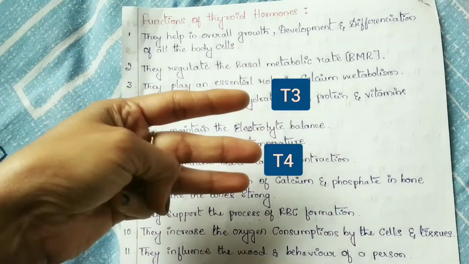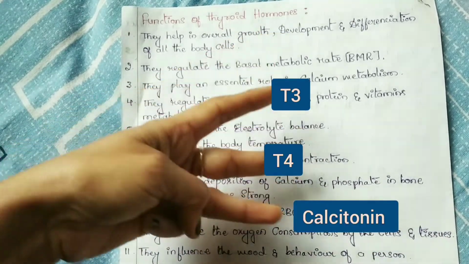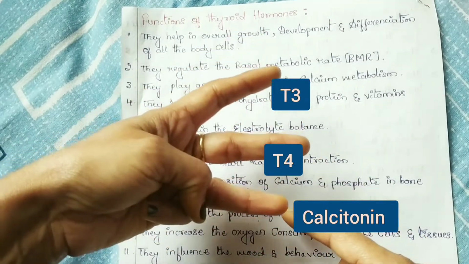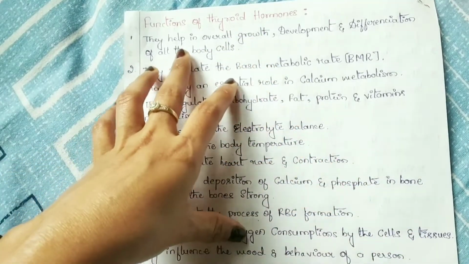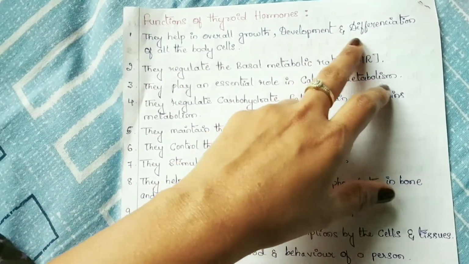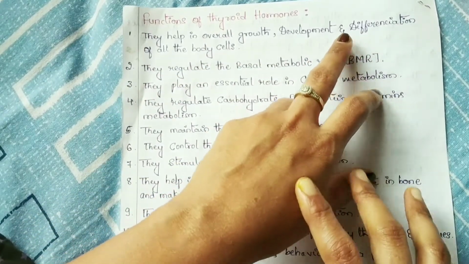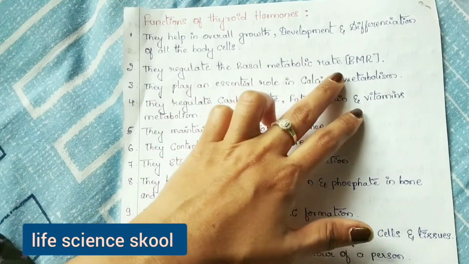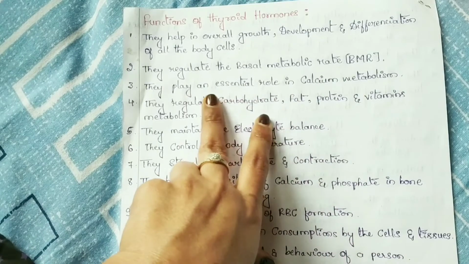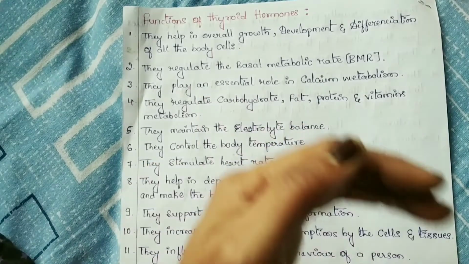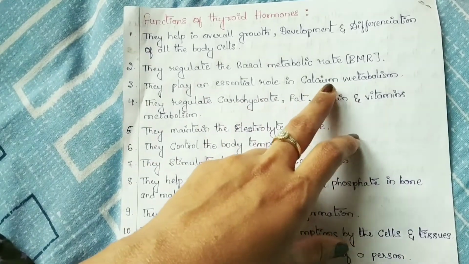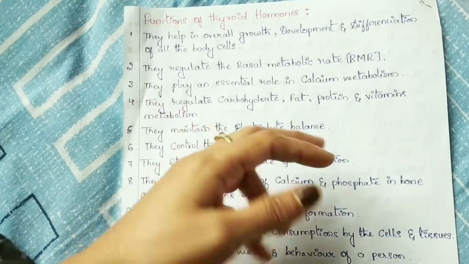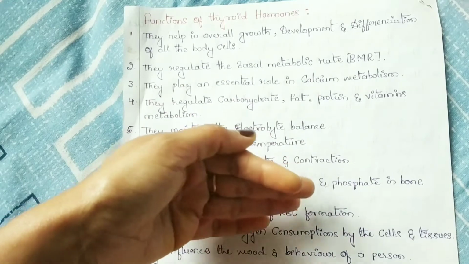The thyroid secretes three hormones: T3, T4, that is thyroxine, and calcitonin. These hormones help in overall growth, development and differentiation of all the body cells. The second point is, as I mentioned before, they regulate the basal metabolic rate. They play an essential role in calcium metabolism by regulating the blood calcium levels, and they regulate carbohydrate, fat, protein and vitamin metabolism.